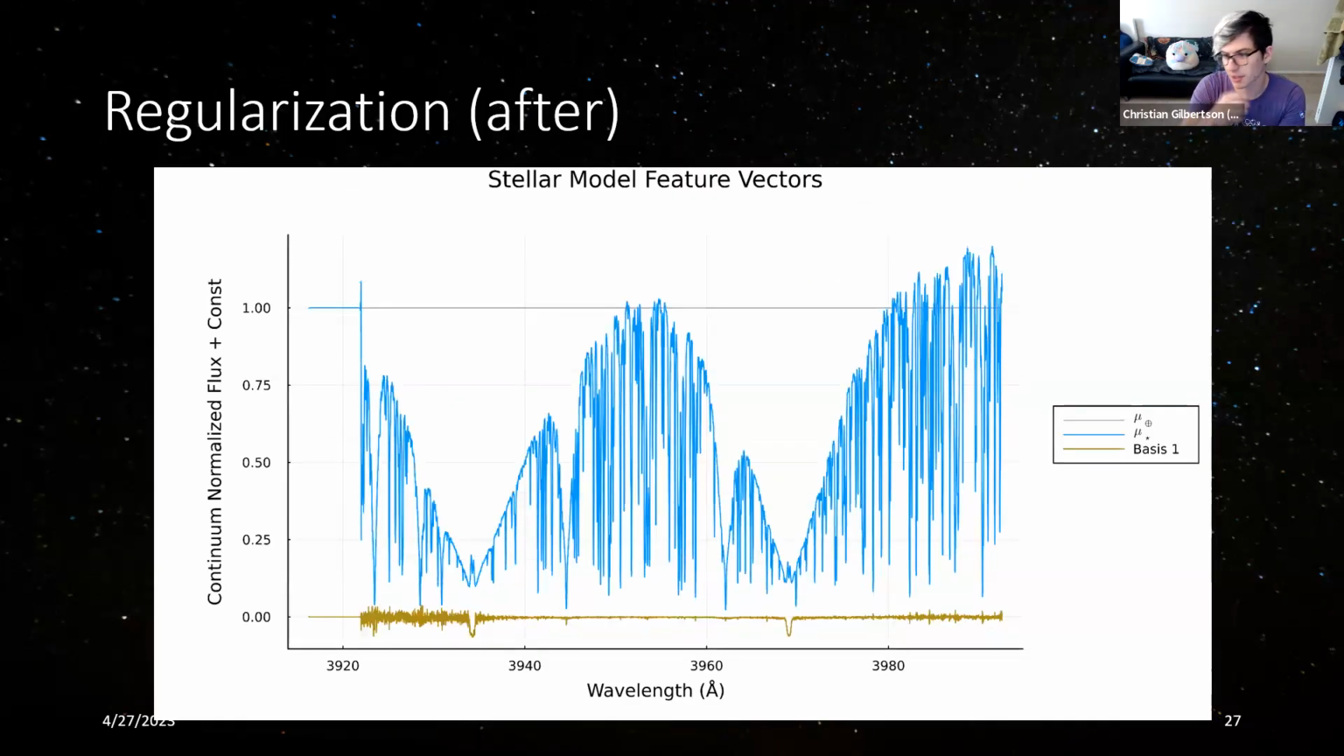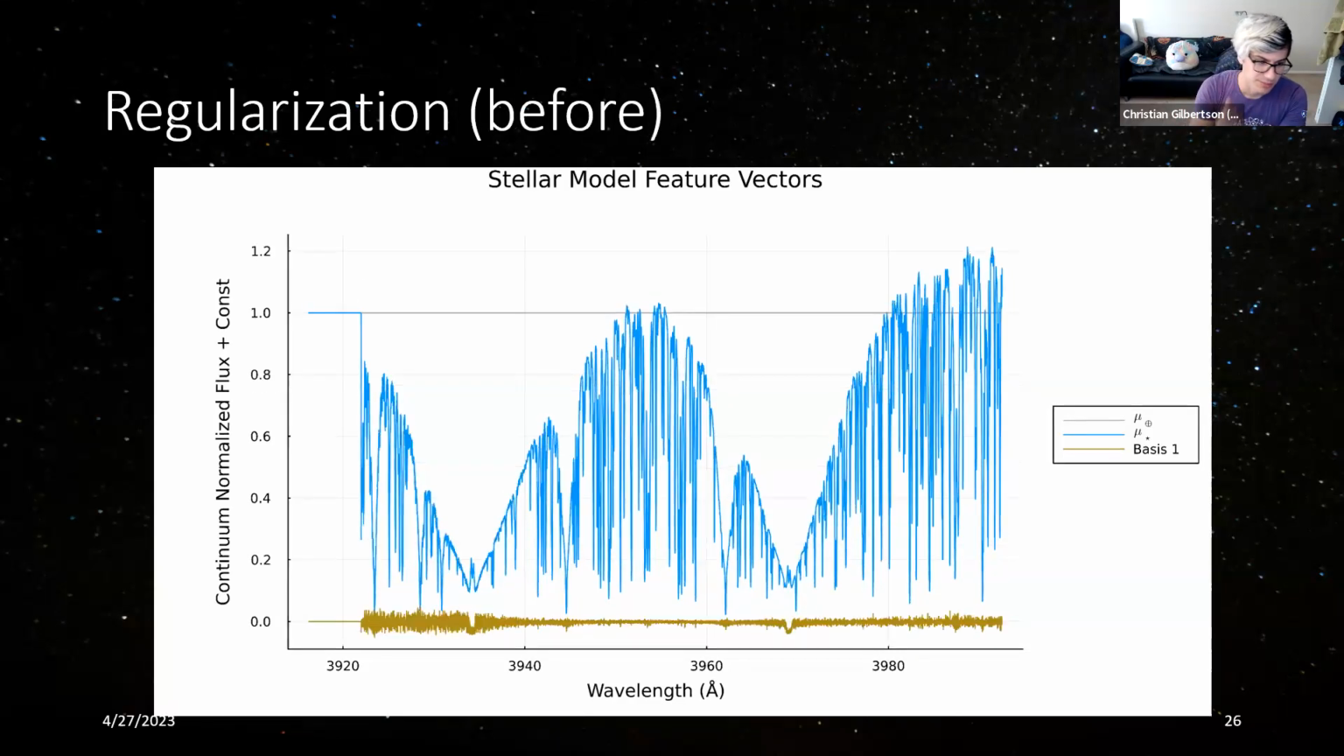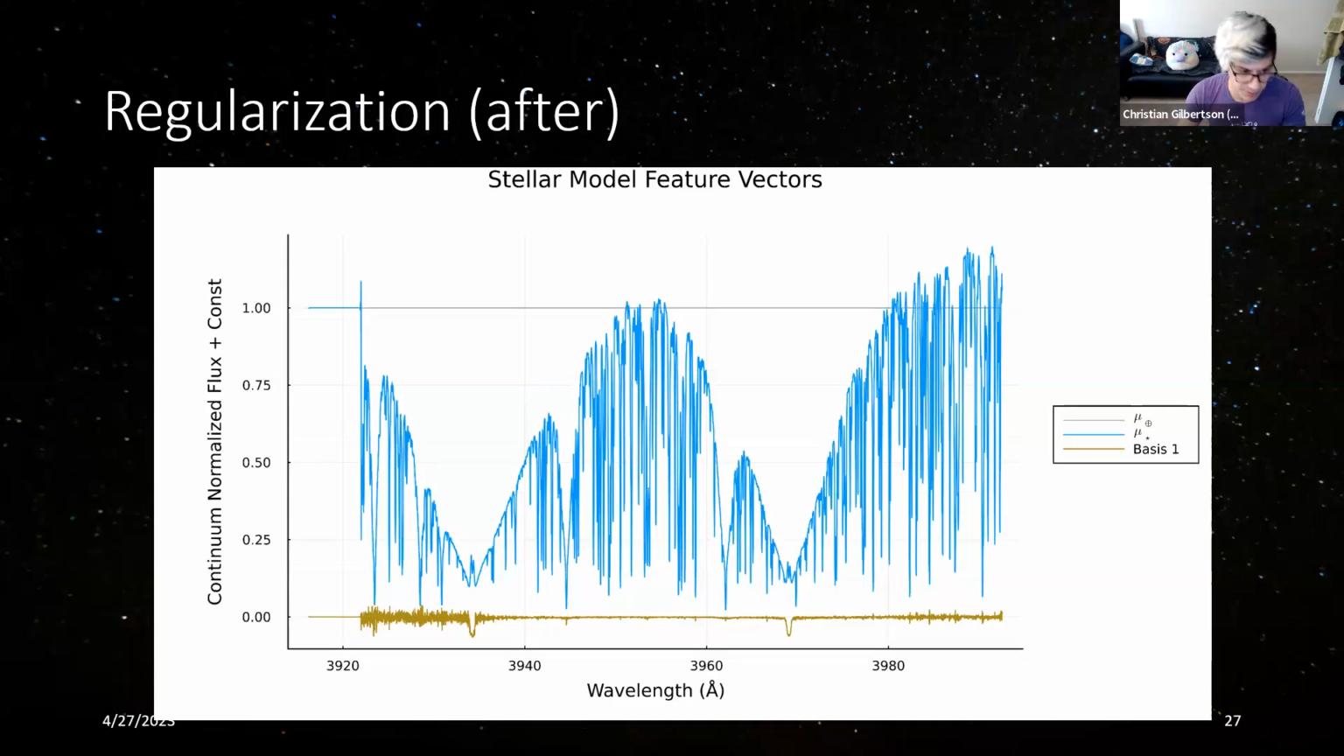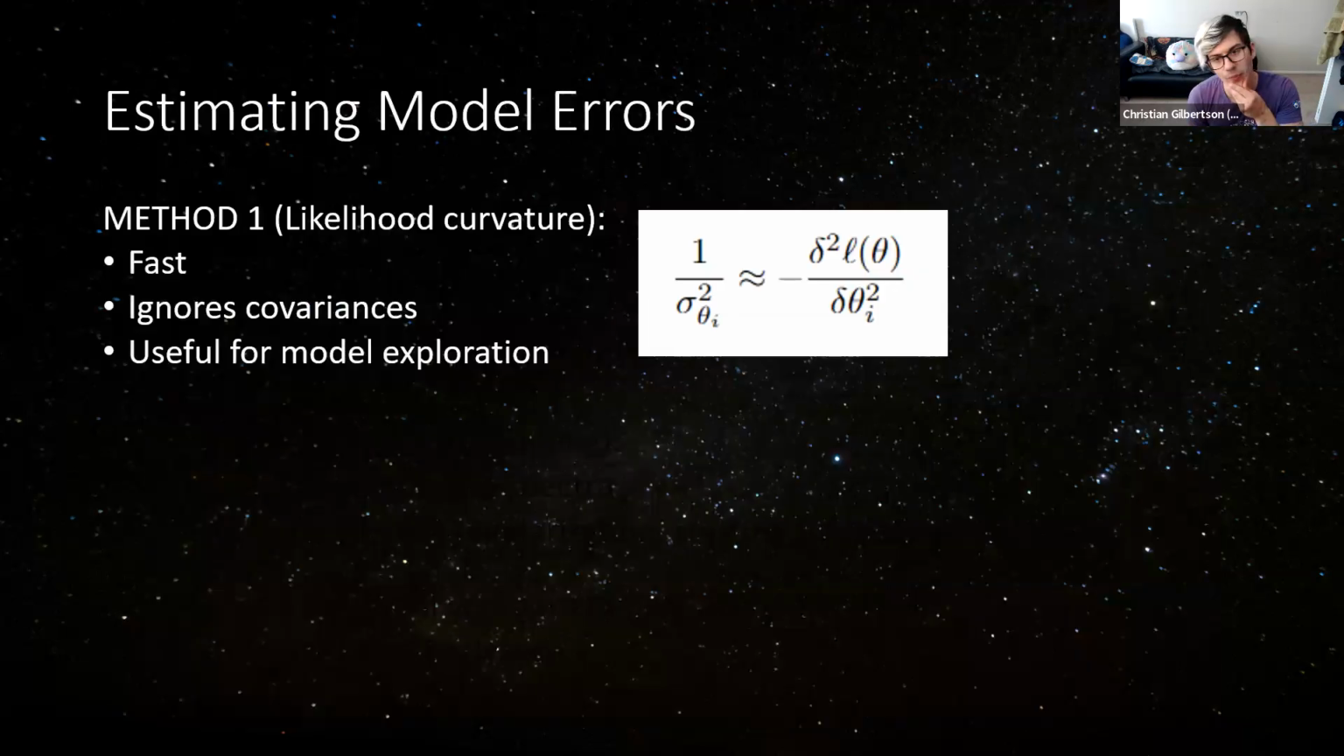This regularization encourages the model to be sparse and smooth, as you can see as I flip back and forth between these two. You can see that the feature vector gets a lot cleaner, and the prominent stellar features become much more obvious. It also significantly reduces overfitting and greatly improves the final RV measurement precision when we do this.